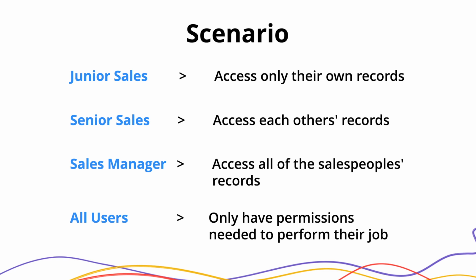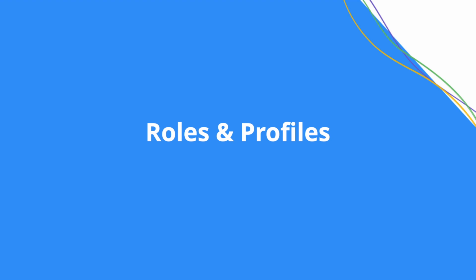He also wants all of his users to have only the permissions they need to perform their job. He doesn't want them to be so restricted that they can't do their job functions effectively, but he also doesn't want to give them so much permission in the CRM that they're able to make any unnecessary or unauthorized changes to the CRM's data or settings. So he's going to accomplish this in the CRM by setting up roles and profiles.